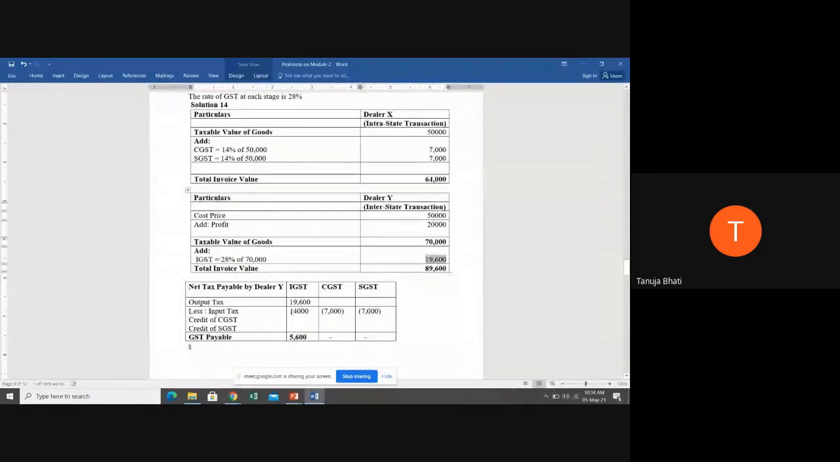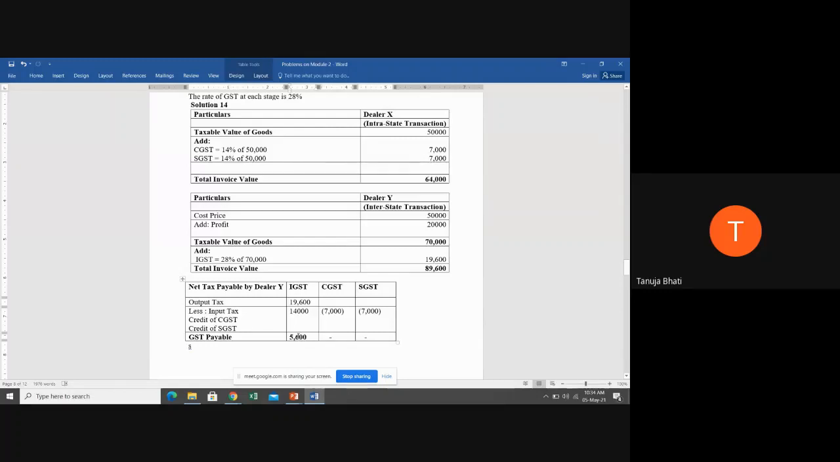So we've written output tax 19,600 under the head IGST. Now less input tax credit. But input tax credit he has under which head? Under CGST and SGST. So first we are going to write less input tax under the head CGST and SGST as 7,000 and 7,000.